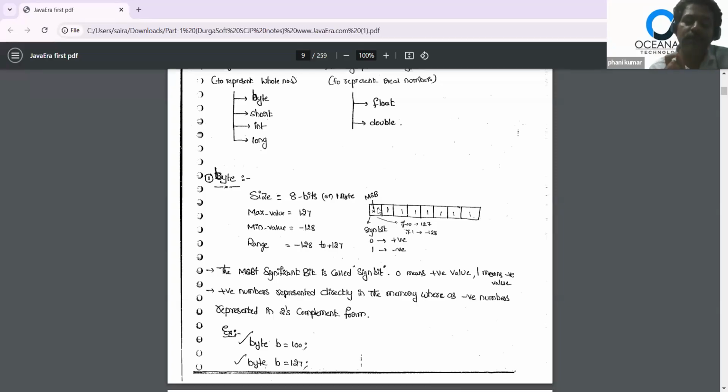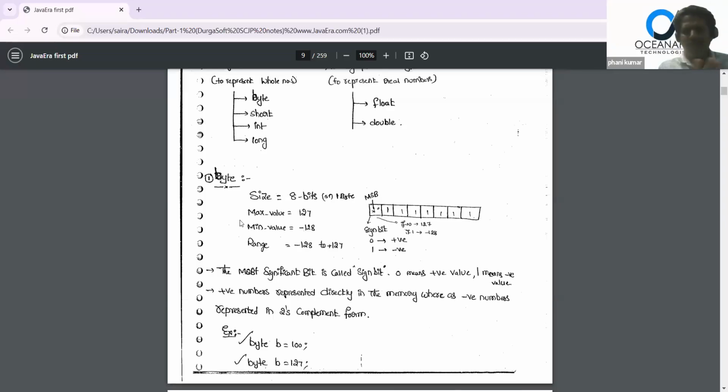So the last bit, that is the MSB, the most significant bit, tells the sign of the input. For example, if I am assigning 10, it's a positive number, and it stores 0 in the MSB. If I am assigning -10, it's a negative number, and it stores 1 in the most significant bit. Clear?